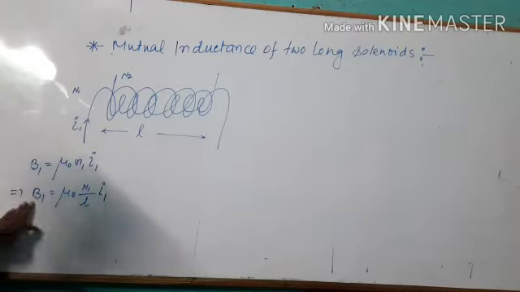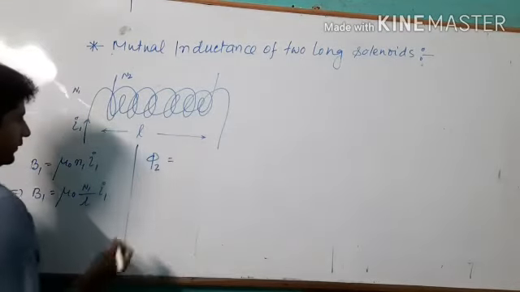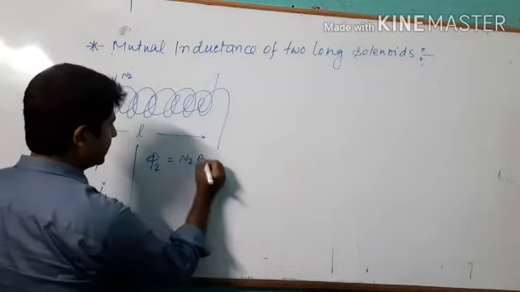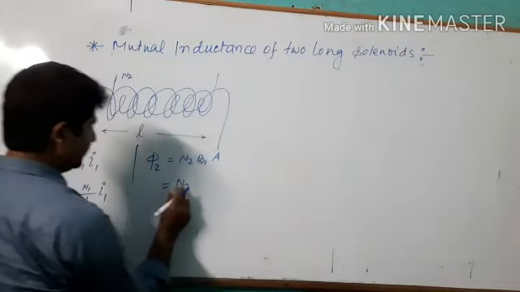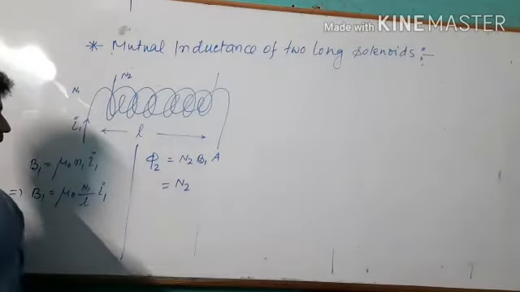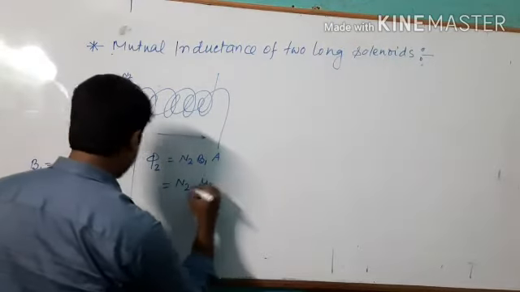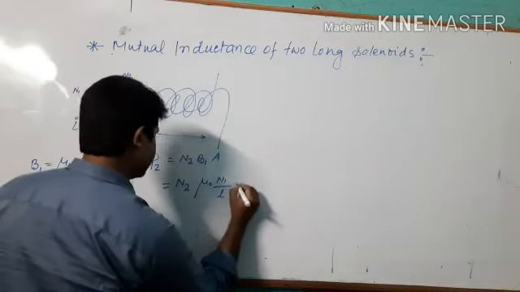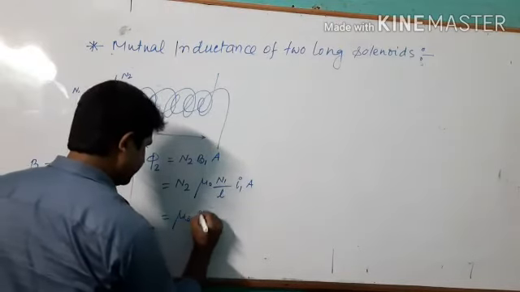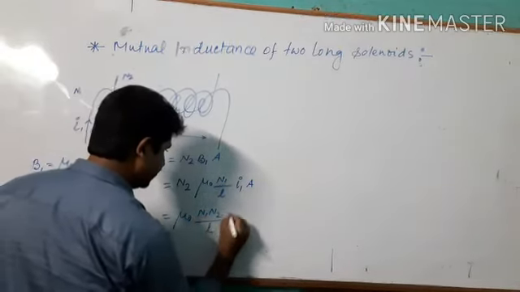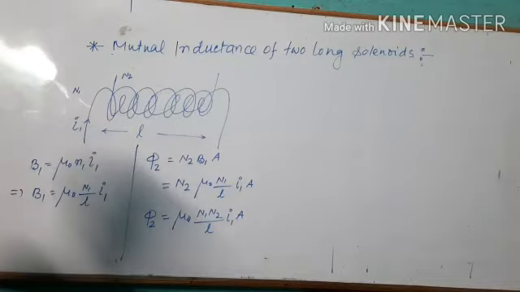So what is the flux linked with the second coil? So flux phi 2 equal to N2 B1 into A. Now here we can write B1 equal to mu 0 N1 by L I1, into A. So from this we get phi 2 equal to mu 0 N1 N2 by L into I1 into A. This is the flux linked with the second coil.